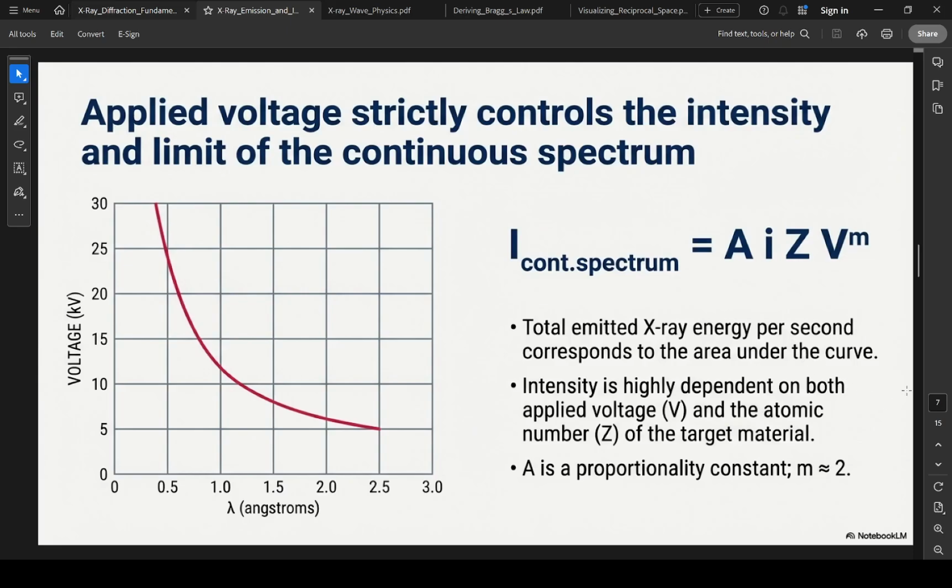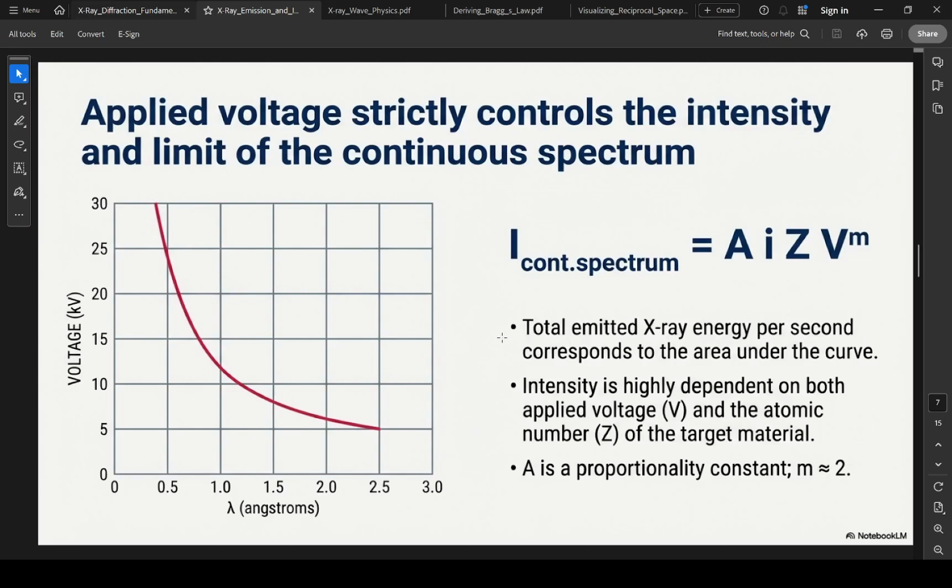Now your continuous spectrum intensity is controlled by your applied voltage. The applied voltage also controls the limit of your spectrum, which we just saw, and it also controls your intensity, which is the number of emitted photons. So the intensity of the continuous spectrum is given as A i Z V to the power m, where A is a proportionality constant and m is approximately equal to 2.